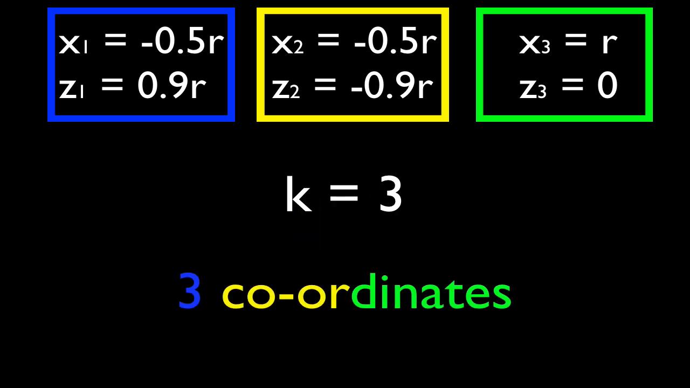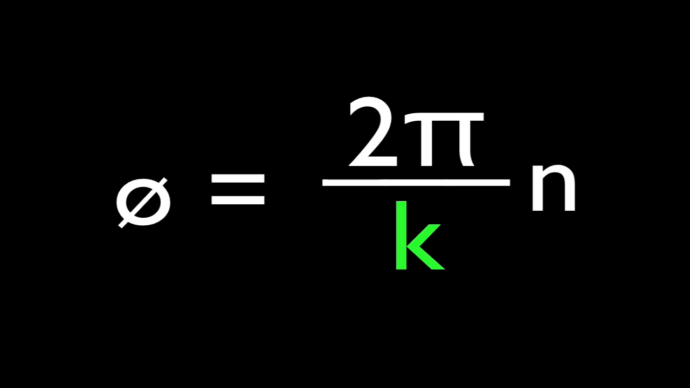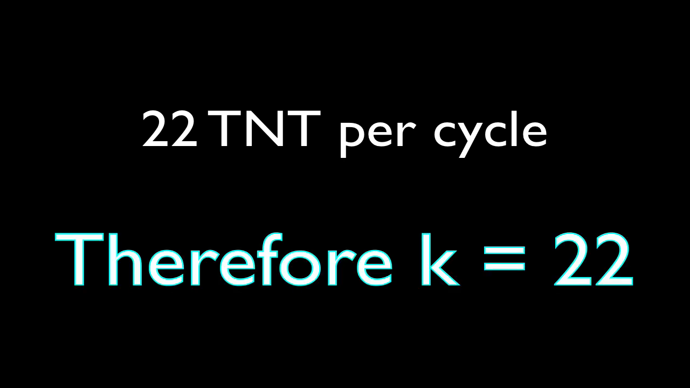So from our example, we can see that if we choose k correctly, we can change the number of TNT around the circle. As mentioned before, we want 22 TNT around our circle. Therefore, we want k to be equal to 22. So let's get into Microsoft Excel and work out the relative coordinates we need.